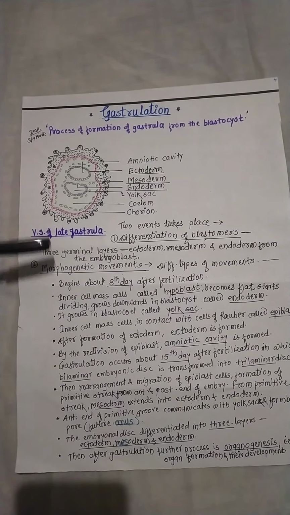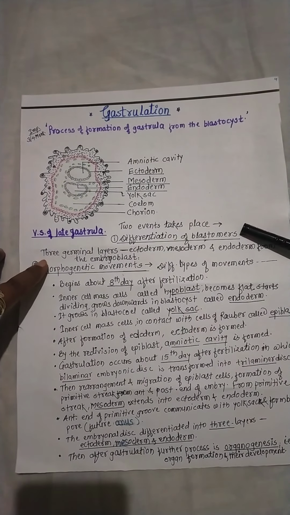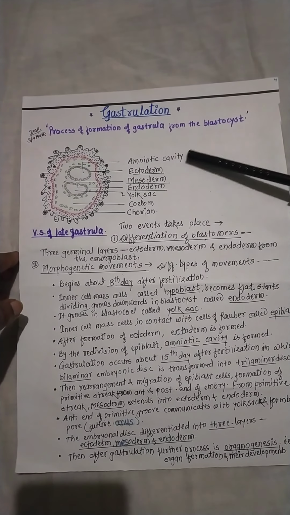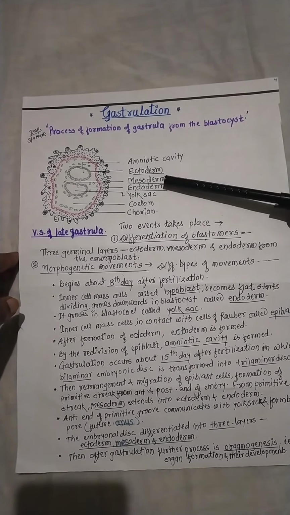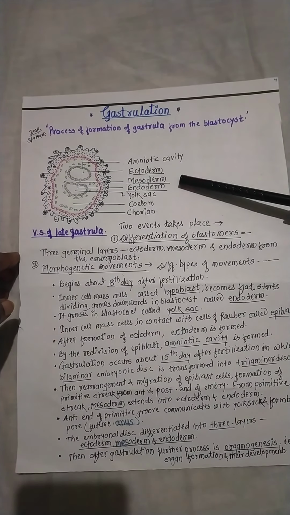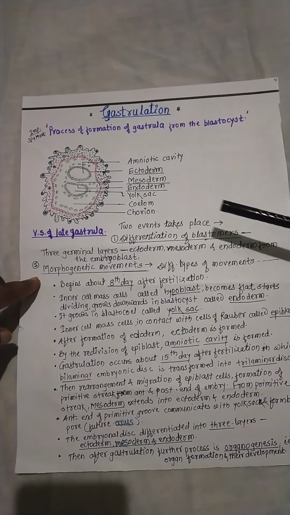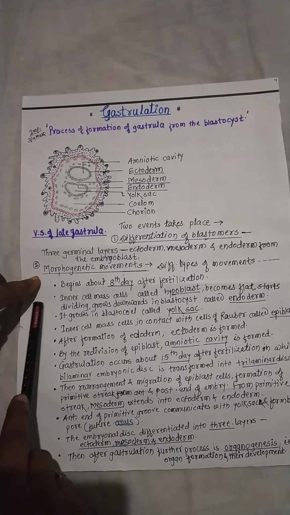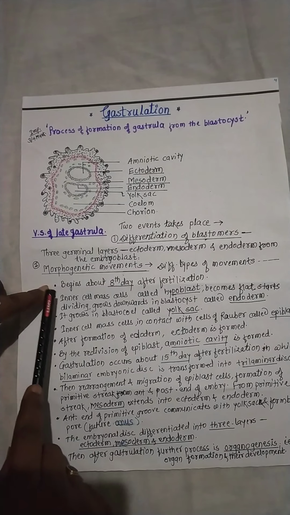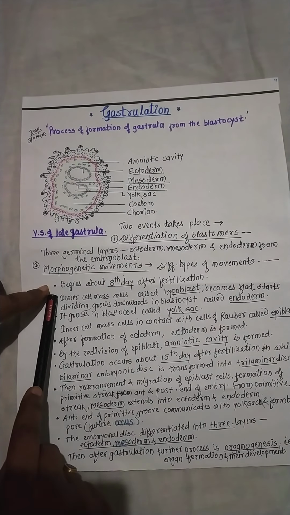The first one is the differentiation of blastomeres. There is formation of three germinal layers, that is ectoderm, mesoderm and endoderm. During that formation, these three layers are formed from the embryoblast cells. And the second event is morphogenetic movements. These morphogenetic movements take place.